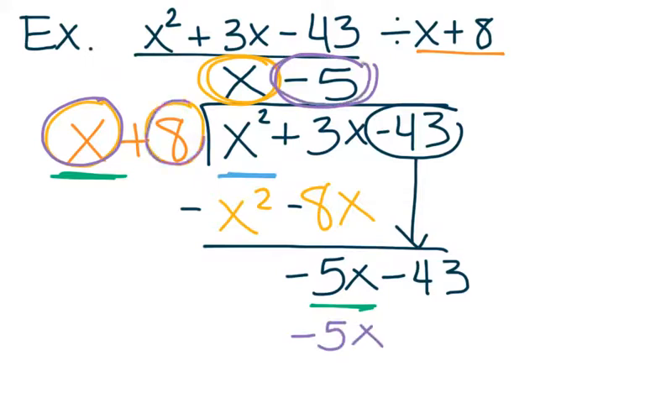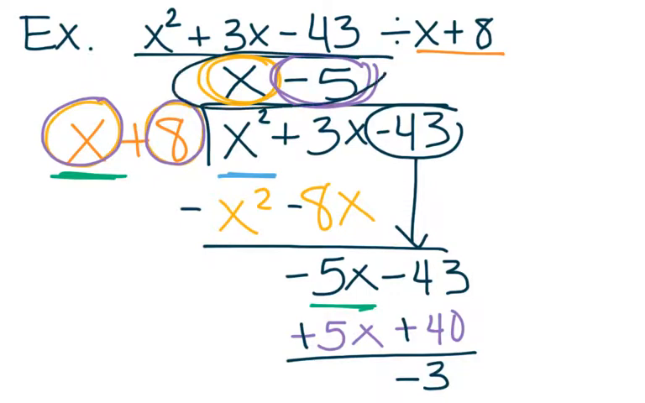Negative 5 times an 8 is a negative 40. And then remember, we subtract what we just wrote, or change everything to its opposite sign. So a negative 5x plus 5x cancels out to 0. A negative 43 plus 40 is a negative 3. Okay, so here's my answer.